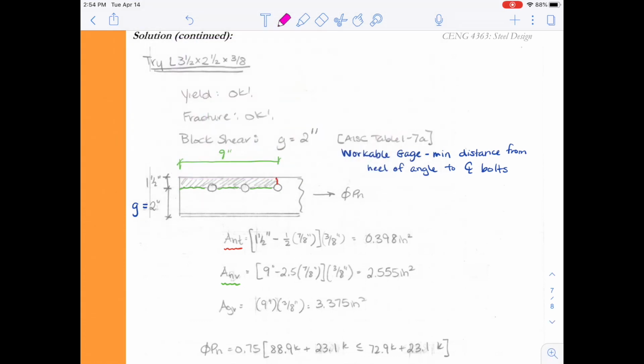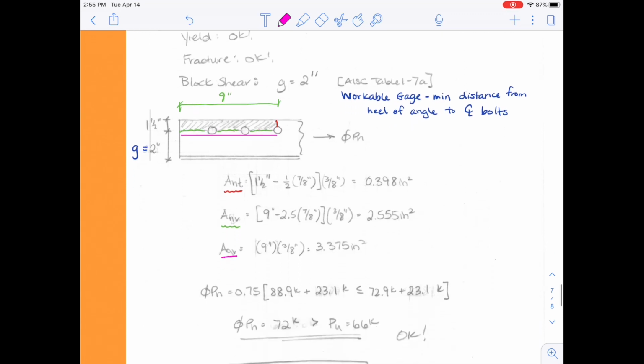And I just labeled this distance in there as 9 inches. You can go back to the original problem statement to see that distance. It was 3 inches from the edge of the member to that first bolt, and then 3 inches between the center line of the bolts.